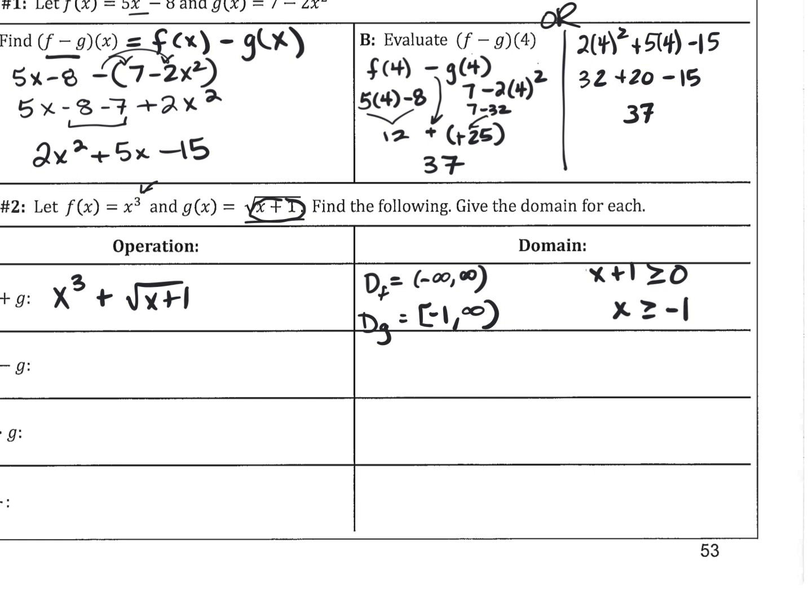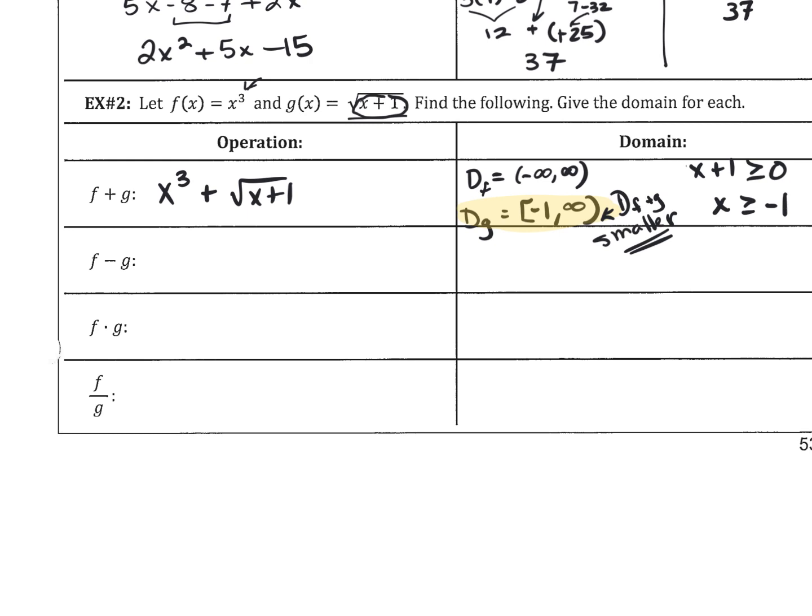From -1 to infinity, right? So we're going to take the one that's smaller, and that's actually my domain. Okay? We always pick the one that's least inclusive. That means the smaller of the two domains. Does that make sense? Anybody have any questions on that one?